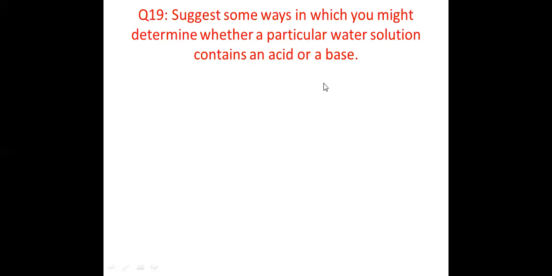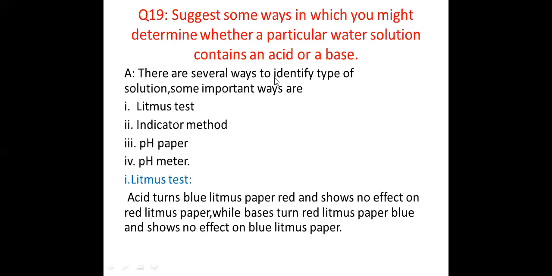Question number 19. Suggest some ways in which you might determine whether a particular water solution contains an acid or a base. So there are several ways to identify the type of solution. Some important ways are litmus test, indicator method, pH paper, and by using pH meter. The first method is litmus test. So you know that acid turns blue litmus paper red and shows no effect on red litmus paper, while bases turn red litmus paper blue and show no effect on blue litmus paper.